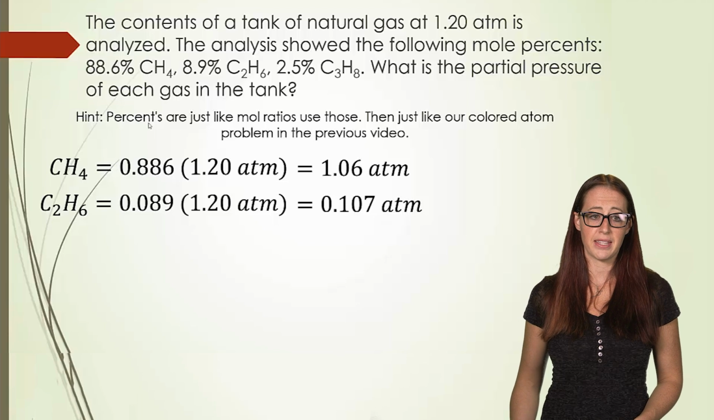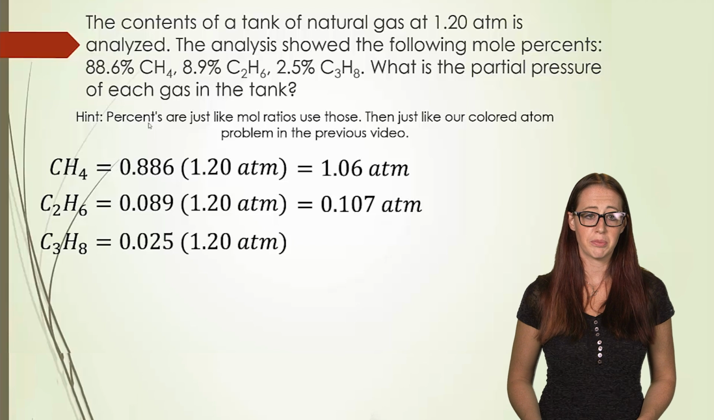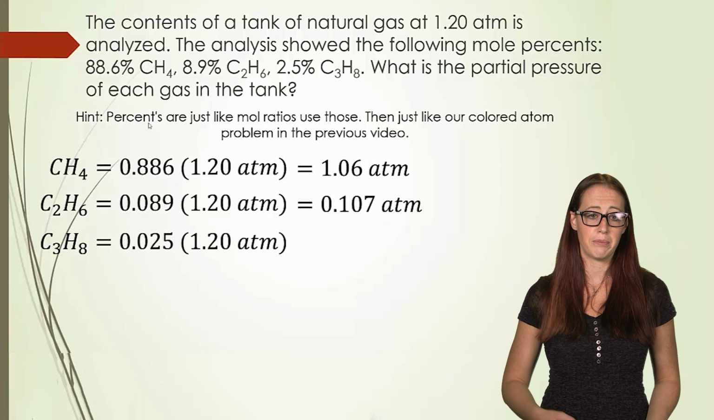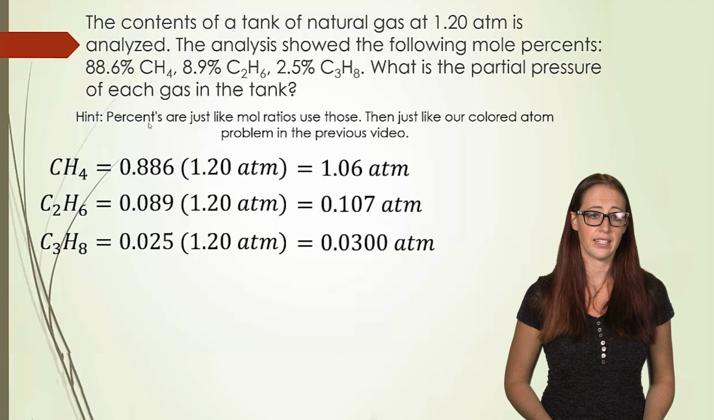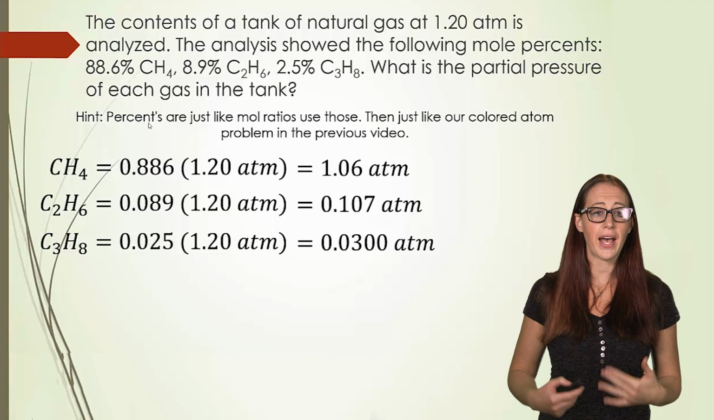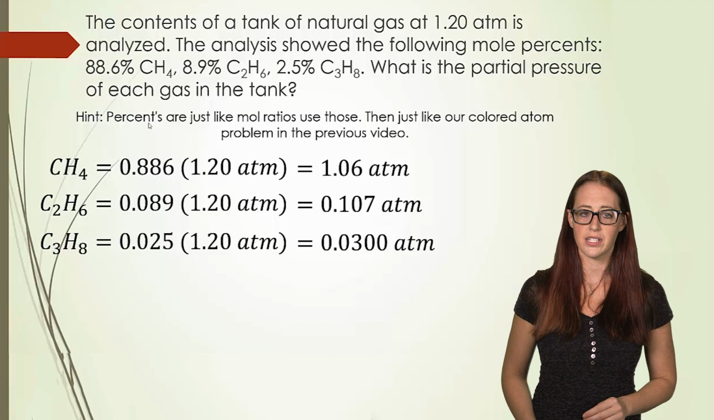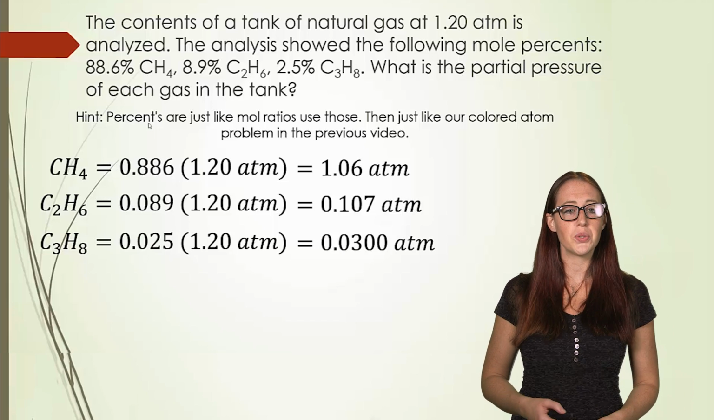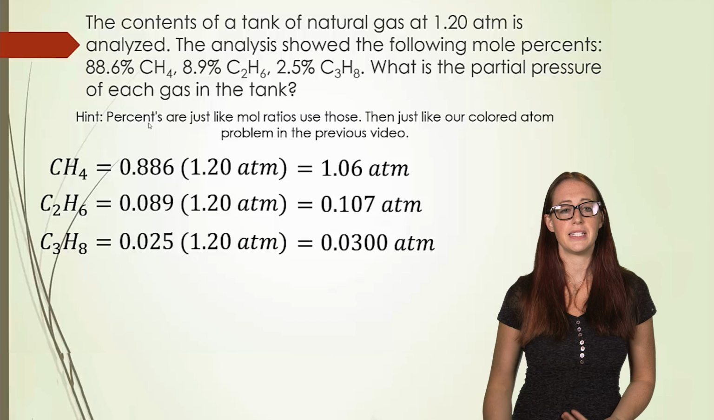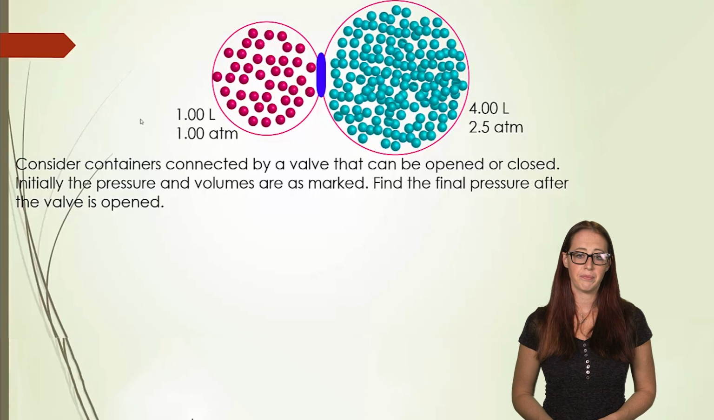Finally, we'll do the same thing for the C3H8. We'll multiply the 0.025 by 1.20 to get our final answer. Also note that when you add all of these up, it should equal 1.2, give or take a bit for rounding errors. And if you do this, you'll see that we do get 1.2, and so it's likely that we did this correctly. Let's move on to a more complicated example.